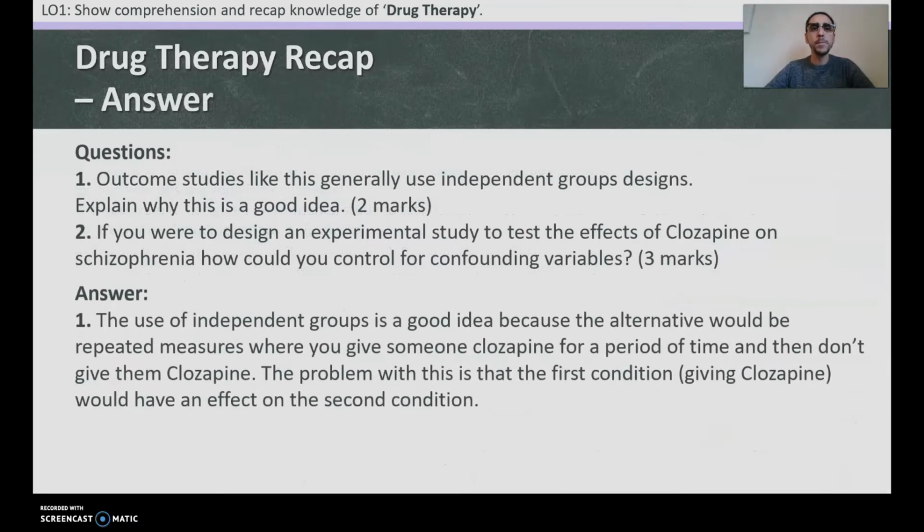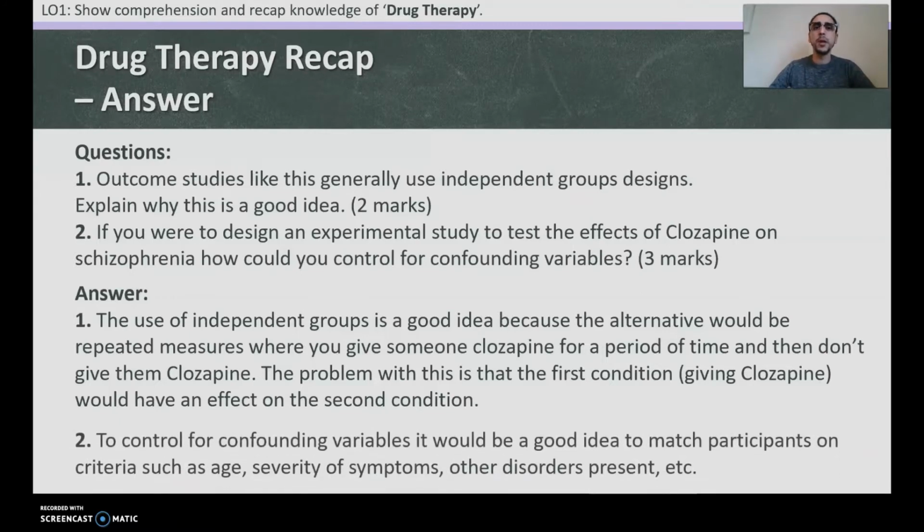Number 1. Outcome studies like this generally use independent group design. Why is this a good idea? The use of independent groups is a good idea because the alternative would be repeated measures where you give someone clozapine for a period of time and then don't give them clozapine. The problem with that is that the first condition, giving clozapine, would have an effect on the second condition. There might be remnants of the drug still in you, and it'll be difficult to differentiate between what is the result of the drug and what's the result of not taking the drug, and which one's doing which.